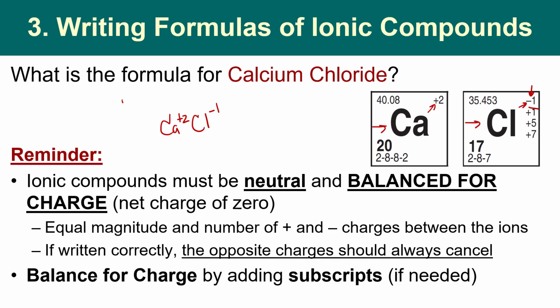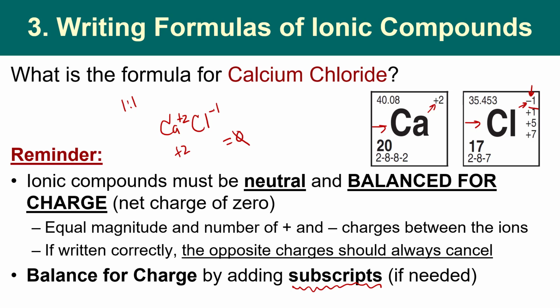Is it neutral in a 1-to-1 ratio just like this? You should be at the point where you realize that we would be more positive than negative if we left it just as CaCl. So now I have to add a subscript to one of these. I know I have to make a net charge of 0, so I can't take away charge because this is overwhelmingly positive right now. So I'm going to leave that like that, but I can add a subscript to this side over here in order to balance the charge.